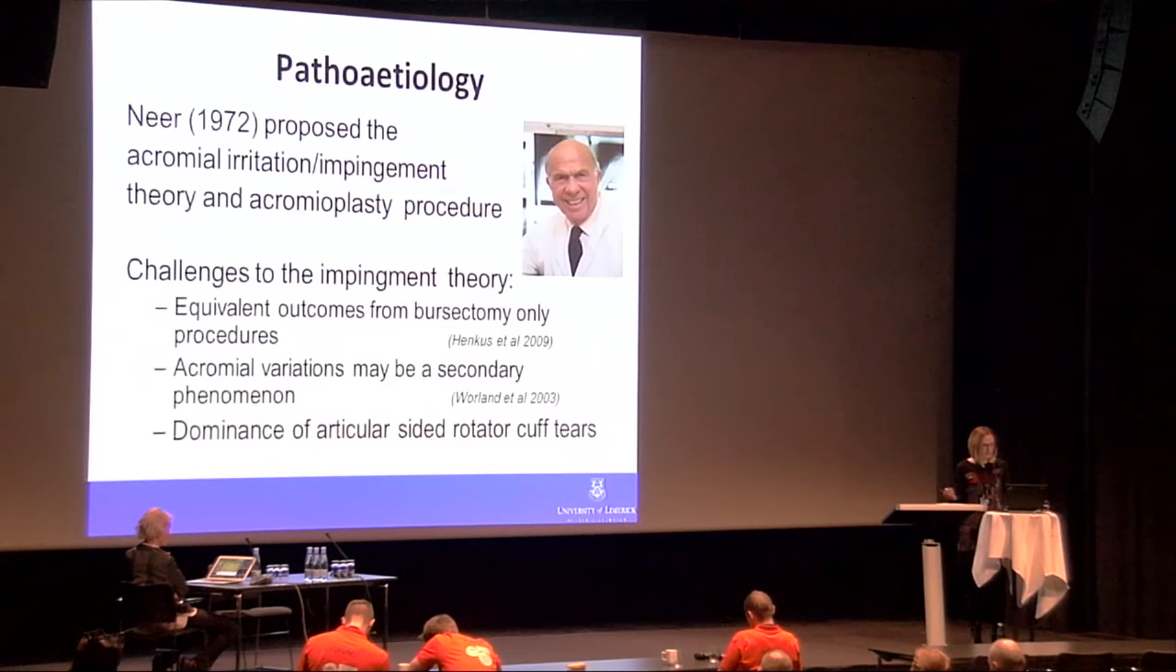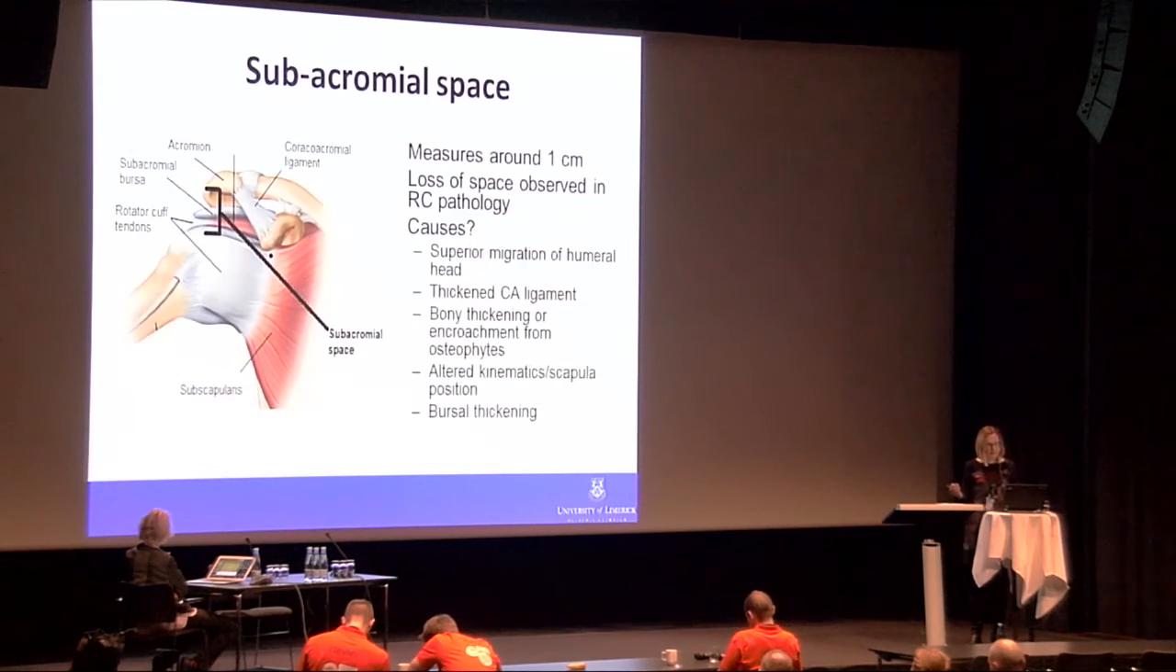So let's have a little talk about the subacromial space. This is where it is. It contains the subacromial bursa and the rotator cuff tendons. It's bordered by the acromion, and the coracoacromial ligament on the top forms the roof of the space, and then the floor of the space, the rotator cuff tendons, the glenohumeral joint capsule, and the humeral head. It measures in and around 1 centimeter on average, so it's not a big space.